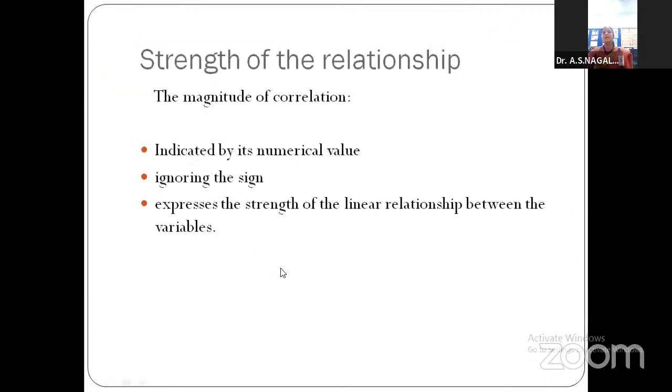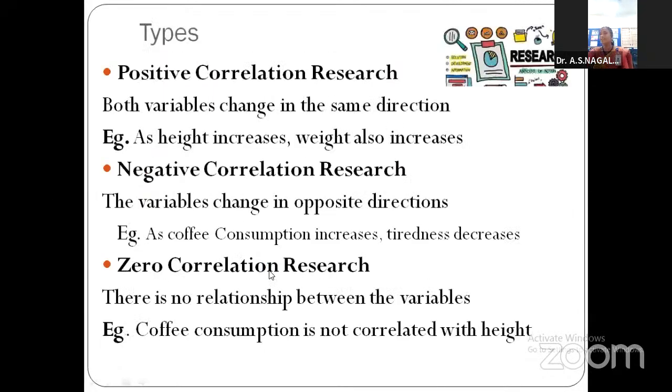And zero correlation. Zero correlation means there is no impact of X on Y. For example, coffee consumption is not correlated with your height. Okay, so can you see the three aspects?